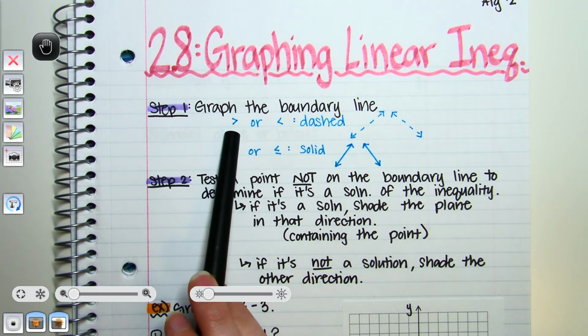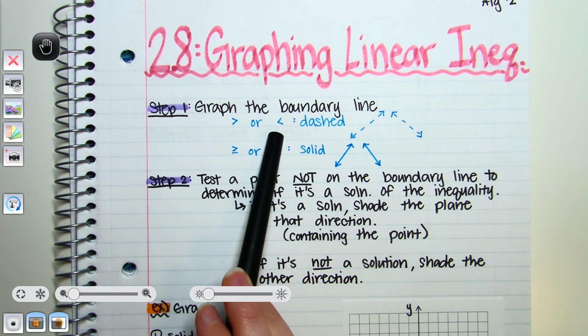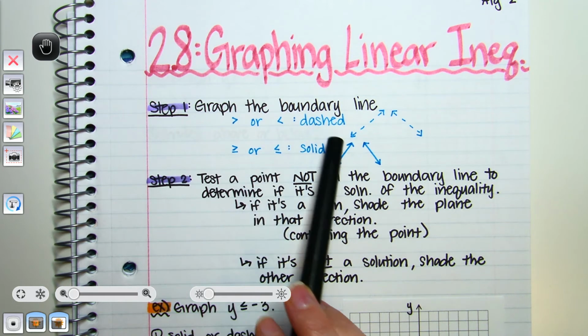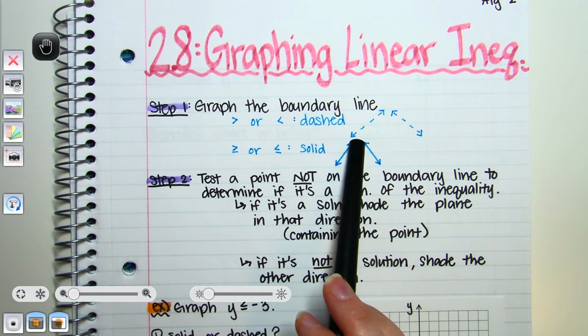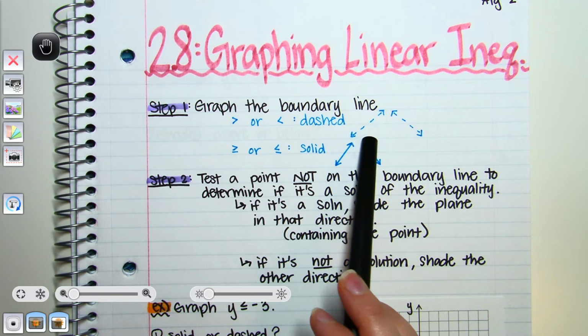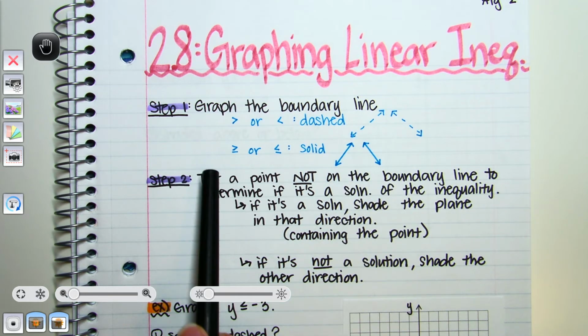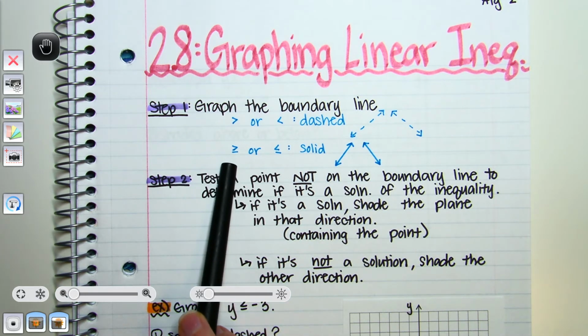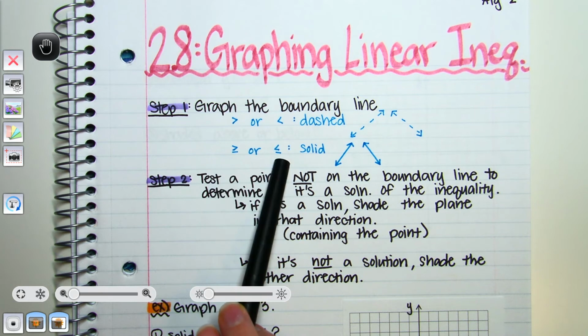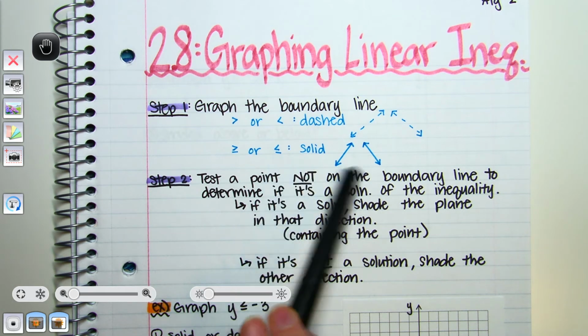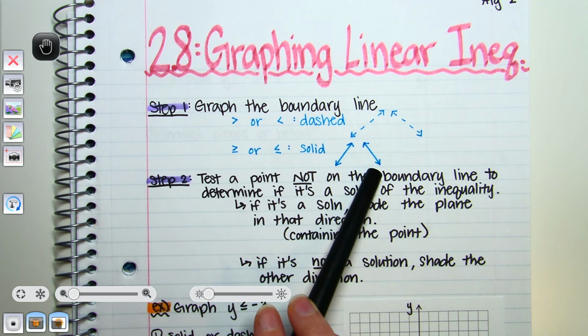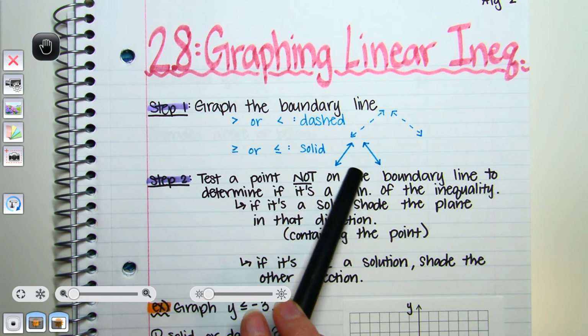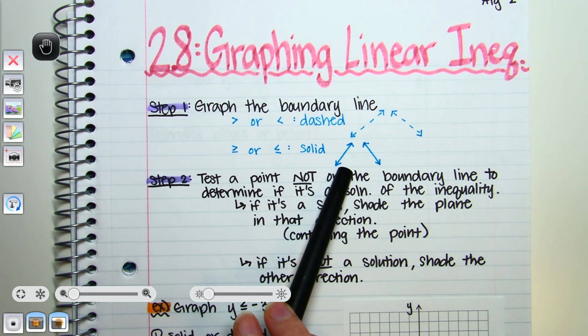So if it is greater than or less than, that means that anything that's your solution is either greater than or less than that number. It's not equal to, so equal is not included. This is the equivalent of doing that open circle on a number line. We're going to be doing a dashed line. Now, when the solution is included, greater than or equal to, less than or equal to, it's a solid line. This is equivalent to doing that closed circle on the number line. So that's the first step, determine if it's solid or dashed.